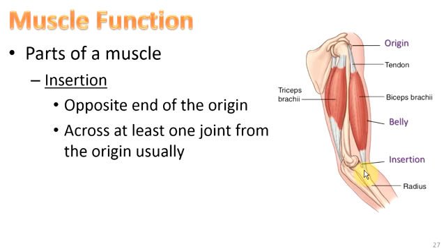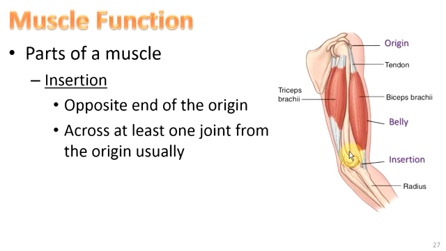It's going to cross at least one joint, usually. There are exceptions, such as facial muscles and things like that, like the orbicularis oris, which is around your mouth, and things like that. But mostly it is going to cross at least one joint. Now you can see this actually crosses two joints. It doesn't show it very well, but it does. Both heads cross two joints. But anyway, it's the insertion.